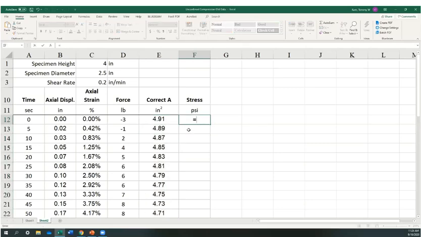And lastly, the stress is the reading of the force applied on the specimen, subtracted by the offset, divided by the corrected area.